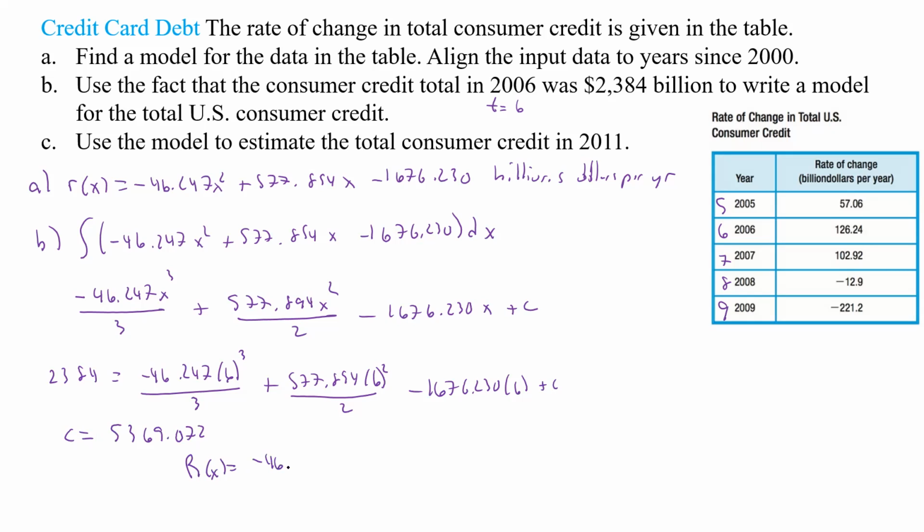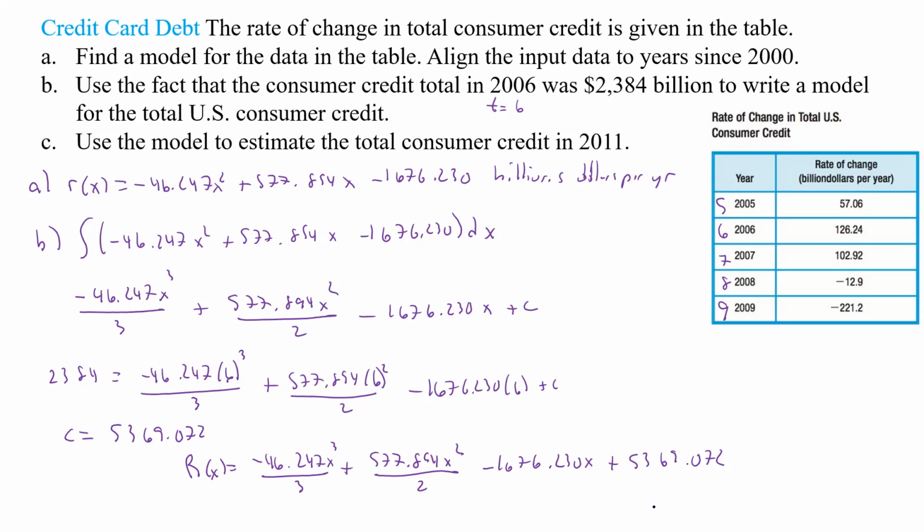And so if that was R of X, let's call this capital R of X is equal to then a negative 46.247X cubed over 3 plus 577.894X squared over 2 minus 1676.230x, and then we said it was plus 5369.072. All right, so that looks good.